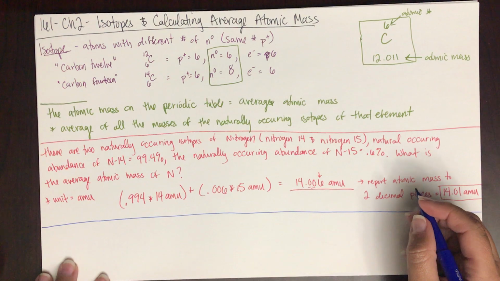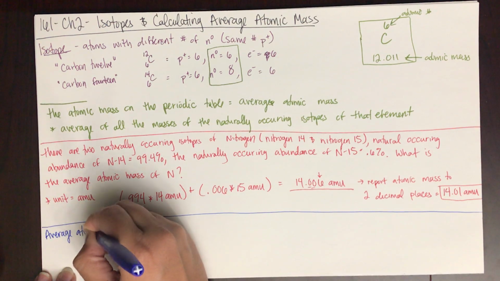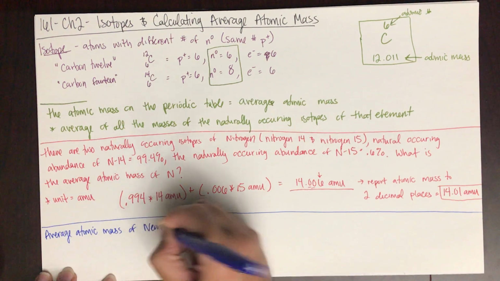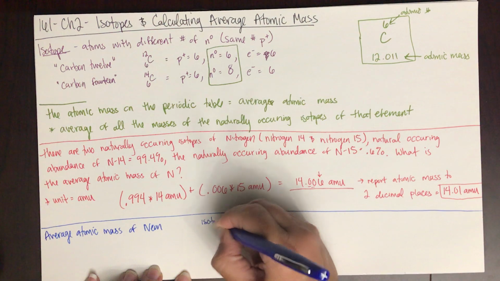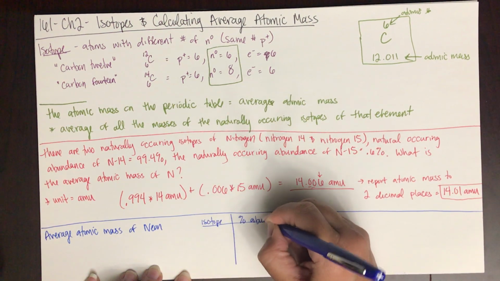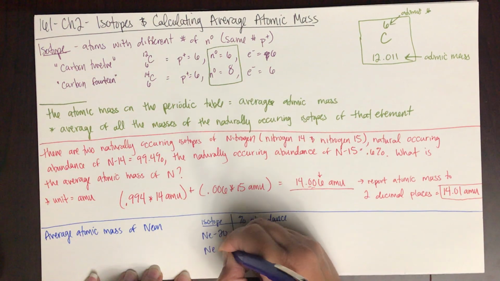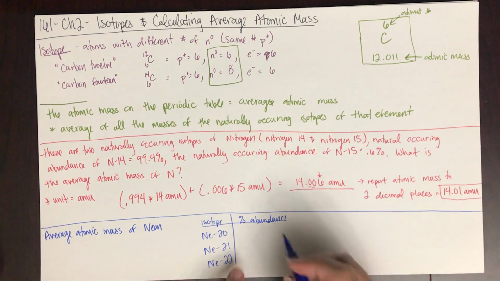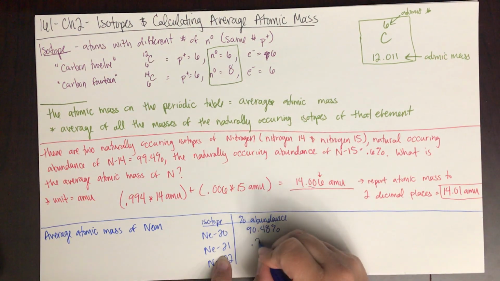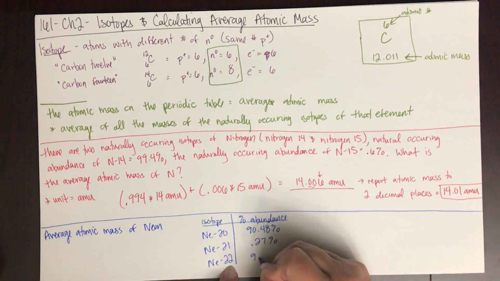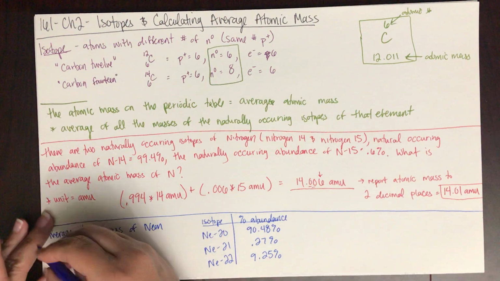So now let's say we are calculating the average atomic mass of neon. So there are 3 naturally occurring isotopes of neon. So here we'll say isotope, and here we'll say percent abundance. So the isotope, there's neon 20, neon 21, neon 22. So the naturally occurring abundance for neon 20 is 90.48%. For neon 21, it's 0.27%. And for neon 22, it's 9.25%. So let's say again, let's report our answer to 2 decimal places.